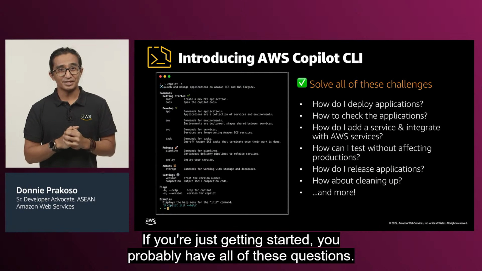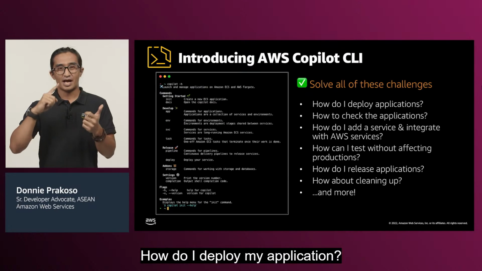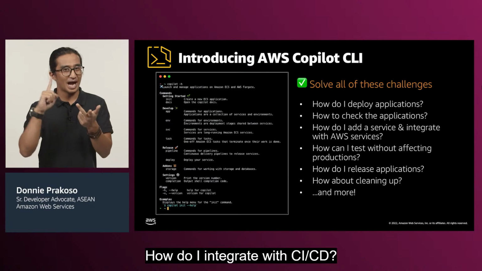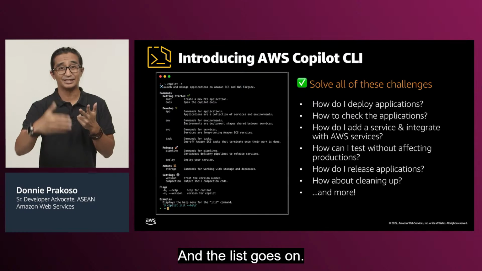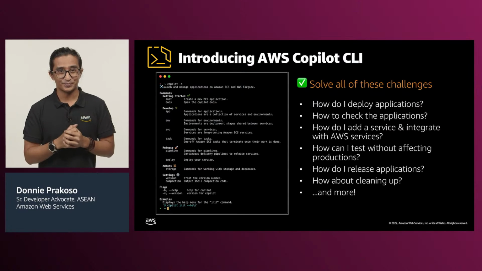If you're just getting started, you probably have all of these questions. How do I deploy my application? How do I extend the system? How do I integrate with CI/CD? And the list goes on. And that is why AWS released AWS Copilot.